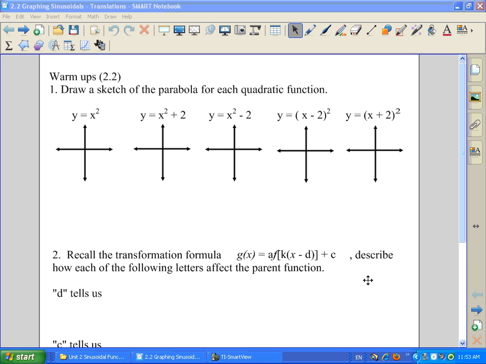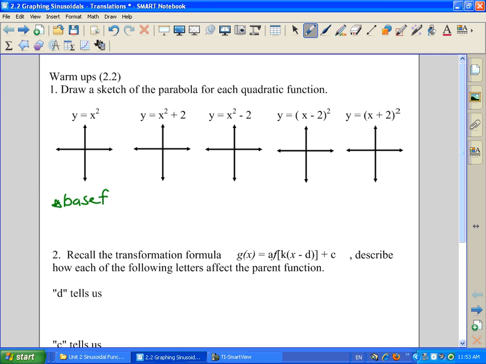So here's warm-up 2.2, and number 1 says to draw a sketch of the parabola for each quadratic function. So hopefully you remember that the first one is called the base function, or the parent function, from grade 11. What does that mean? That means that expression is in its simplest form. And hopefully you remember that when you take a look at a parabola from that, it's got the pattern 1, 3, 5 from the origin, both left and right. All right. Let's take a look at the next graph.